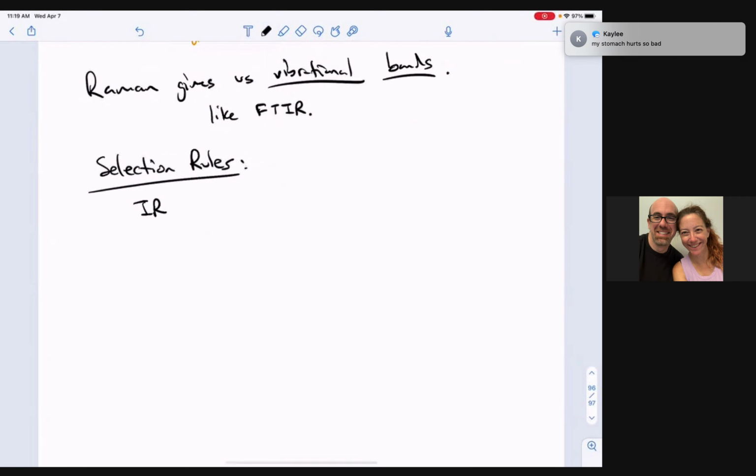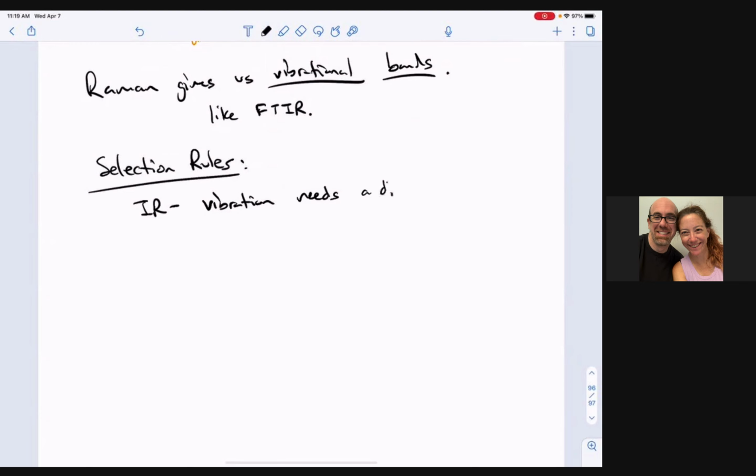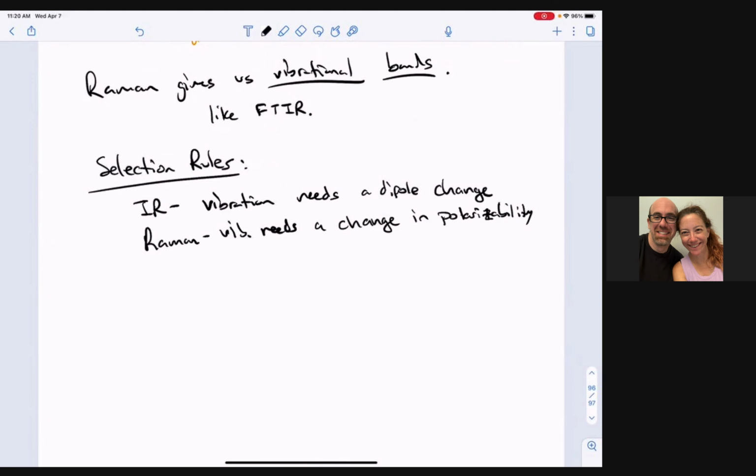For the IR, a vibration needs a change in dipole. In Raman, a vibration needs a change in polarizability. What's a dipole? I know you know this, so I'm asking you because I know you know. This is a kind of professor question where this is quizzing you. What's a dipole?